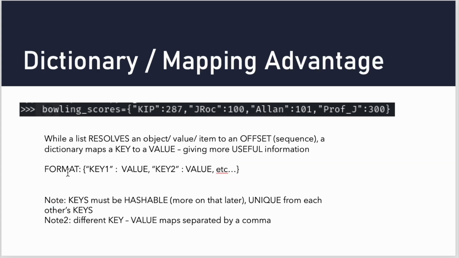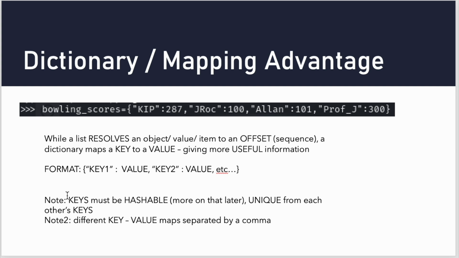So the format is going to be the key itself, colon. Now the mapping occurs with that colon, and then we have the value. So we have key 1 and then maps to this value. Key 2 maps to this other value. And then of course what's very important is that we have the open and close curly braces.